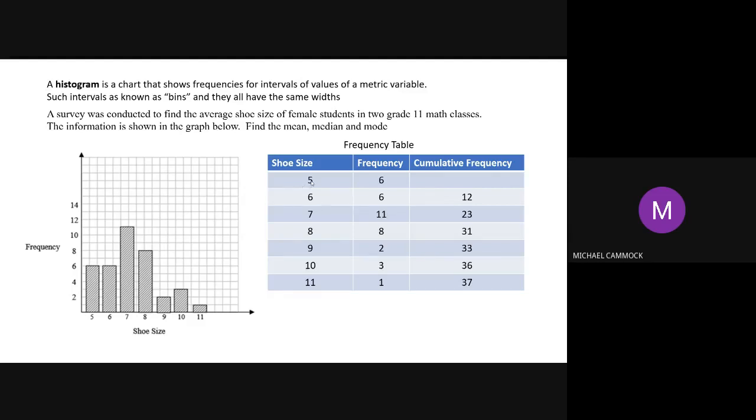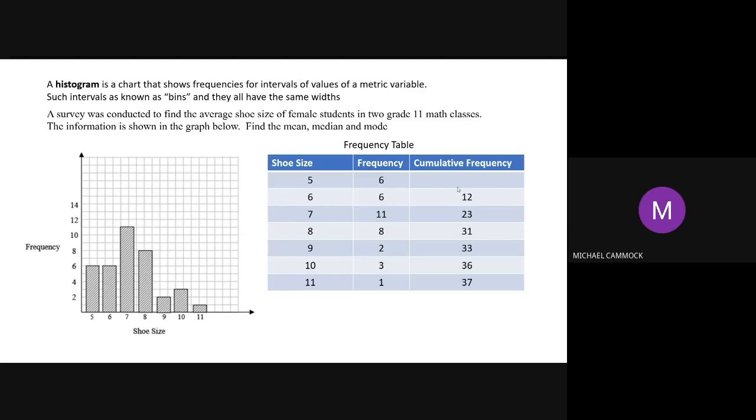Shoe size of 5, there were 6 people. Same thing here. Shoe size of 6, there were 6 people. Shoe size of 7, we had 11 people. And so on and so forth, all the way down to size 11, where there was only 1 person. So that's what the frequency table is showing. It's the same information from the histogram shown in table format.